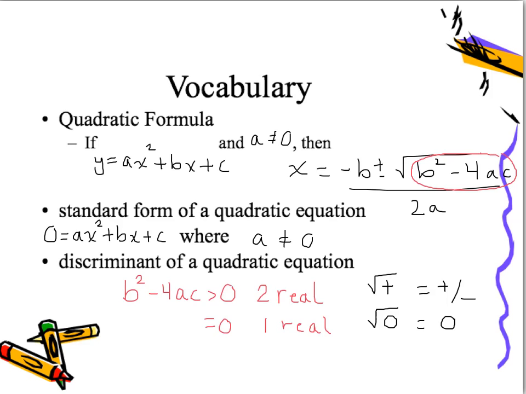Finally, if you were asked to determine the square root of a negative number, you could not do it using the real number system. Now, after Christmas, we're going to learn about how we use what are called complex numbers to describe those solutions. But there are no real square roots of a negative number. So that means that when the discriminant is less than 0, or negative, there are 0 real solutions. Later, we'll learn to describe them using complex numbers.